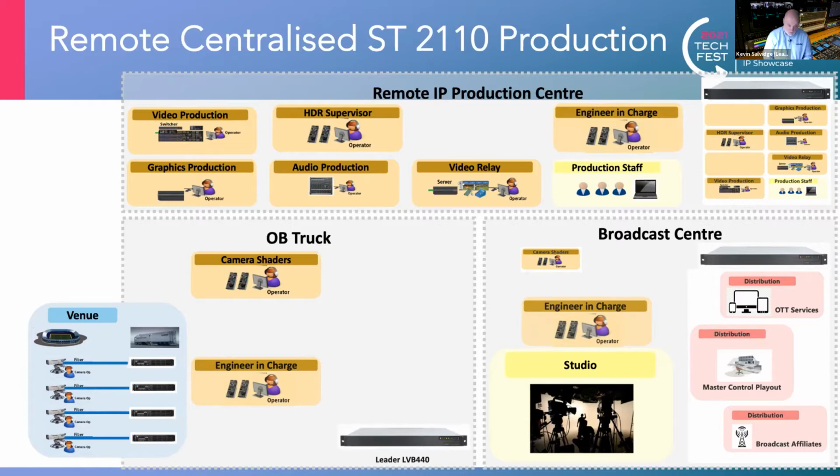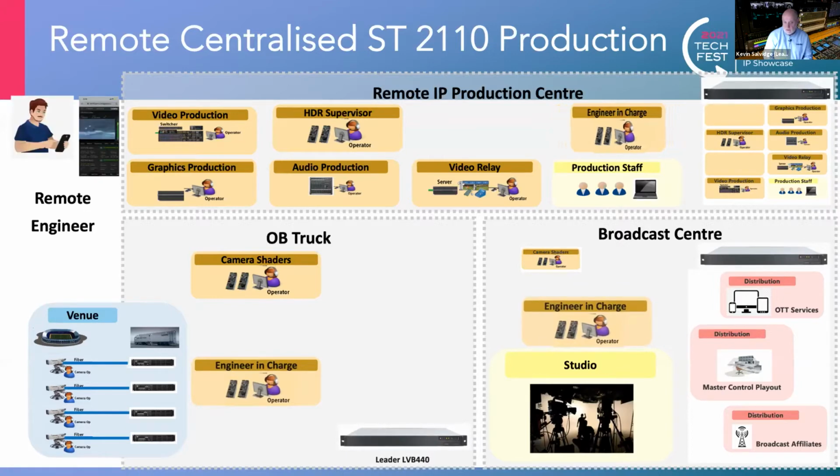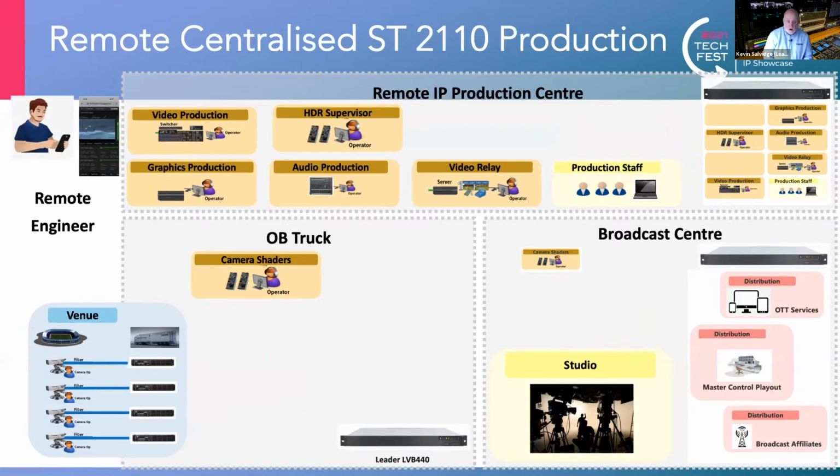Is it within one of the other facilities, or is it actually part of the network connectivity that's causing me the issue? So if the engineer in the remote production center can do this, there's nothing to stop the engineer in the OB truck looking in, or the engineer in the broadcast center viewing the other way. And the 440 also allows remote connection via a web browser from a mobile device. So this means now we don't actually have to have an engineer in any of these production centers and facilities.